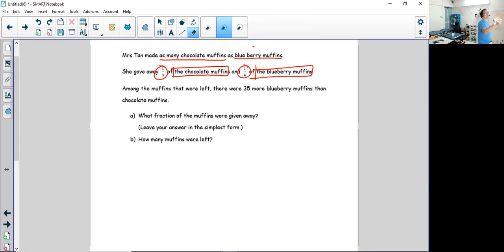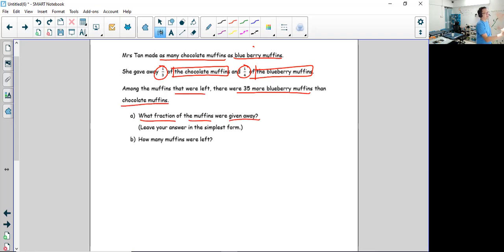So among the muffins that were left, there were 35 more blueberry than chocolate muffins. So what fraction of the muffins were given away? And your answer must be in simplest form. How many muffins were left? Okay, so model drawing is the method for fraction problems.